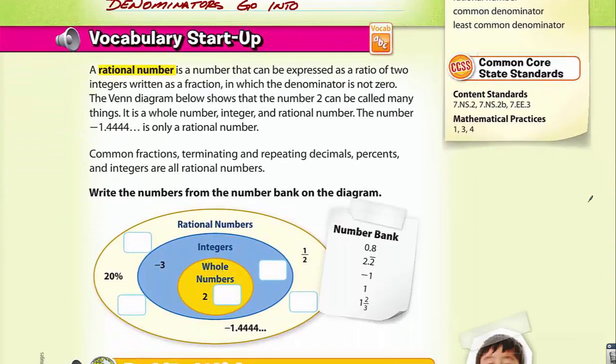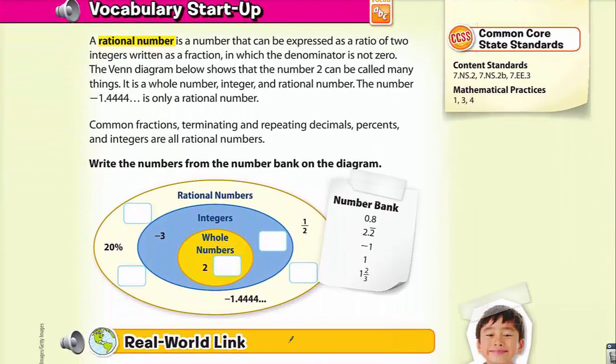So this lesson also includes a little bit of work here with the idea of rational numbers. Rational numbers are numbers that can be expressed as a ratio of two integers written as a fraction. It sounds fancy, but what it basically means is any number you can really turn into a fraction, whereas irrational numbers, you can't do that. And then as you move down, you get integers. Those are positive and negative numbers, whole numbers. And then you get whole numbers. Those are just positive whole numbers.